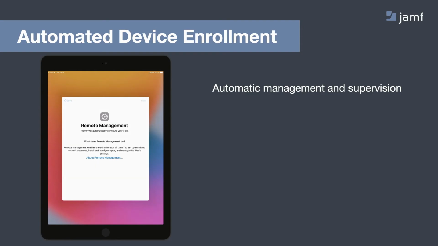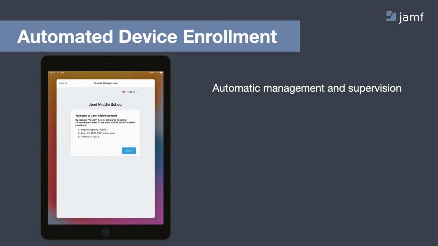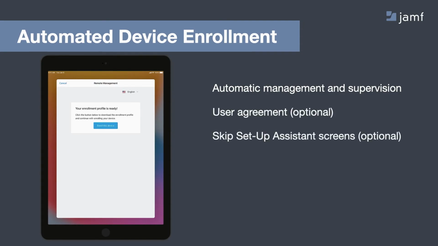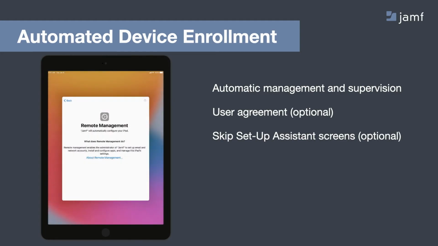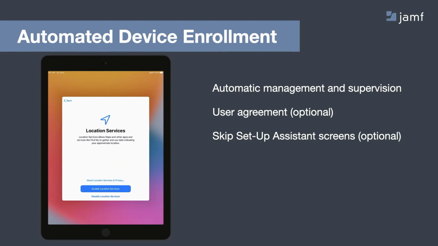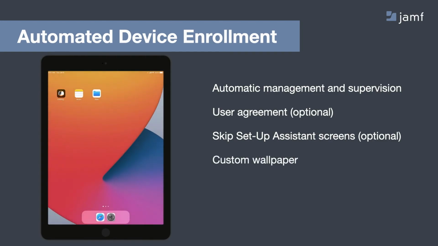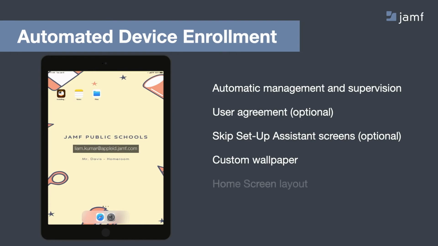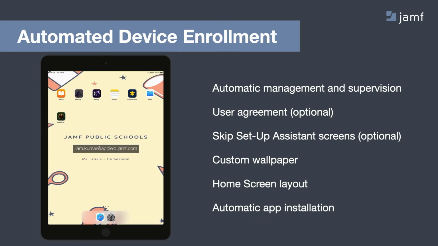In addition to managing the device, automated device enrollment can also customize the setup process by adding a user agreement and skipping many of the screens you'd have to go through if this was a personally owned device. Here, we need only enable location services, and with the rest skipped, we'll be taken immediately to the home screen. Now we'll see a custom wallpaper come down, along with a predefined home screen layout. Finally, we have new apps that are being installed silently without an Apple ID pop-up.